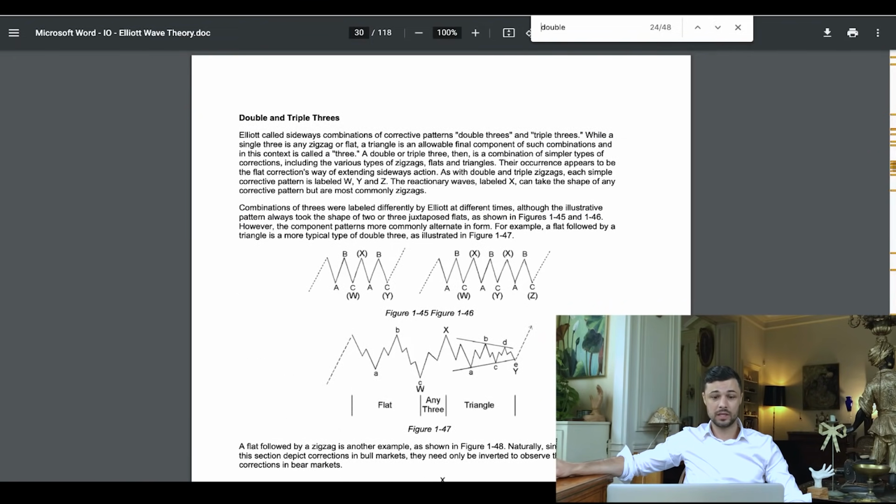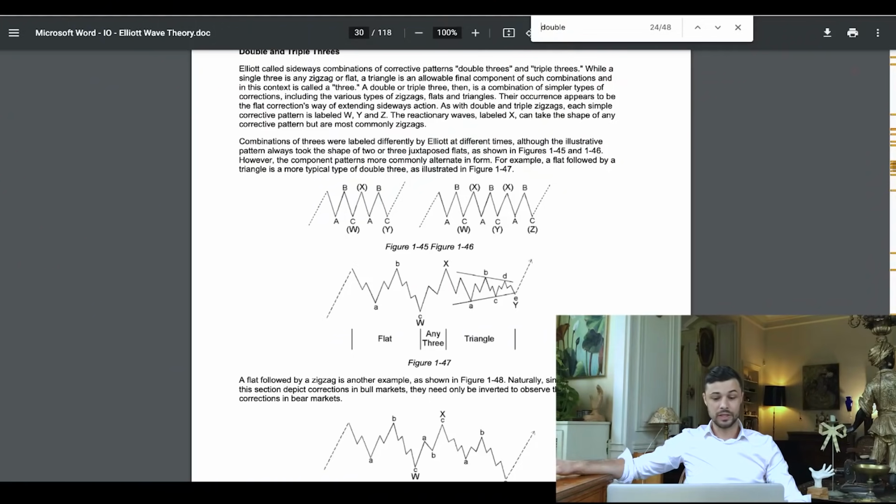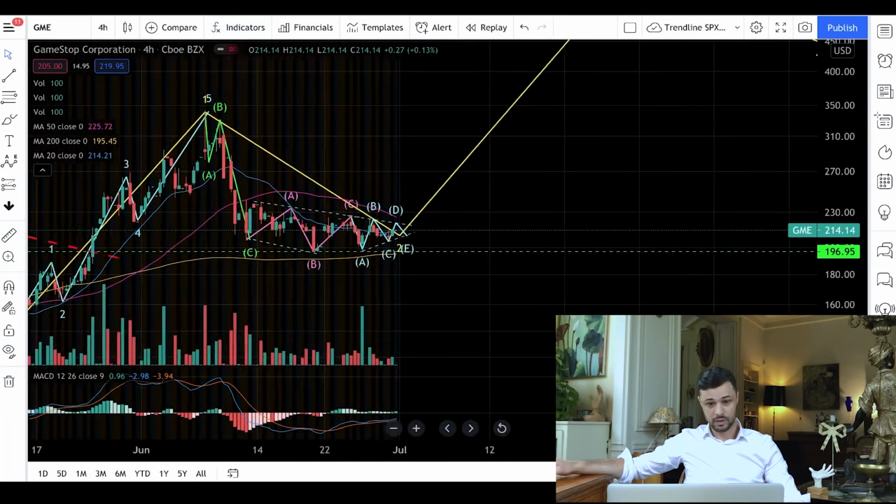So Elliott called sideways combinations of corrective patterns double threes and triple threes. These are the most common corrective patterns that we are seeing today. Before, we were usually seeing one zigzag, one flat, or one triangle. Today, we often have, especially in second waves, this kind of combination of corrective patterns. So the little game consists of trying to make the price action fit best with this kind of labeling. This is what I'm trying to do here. So stay with me, guys.